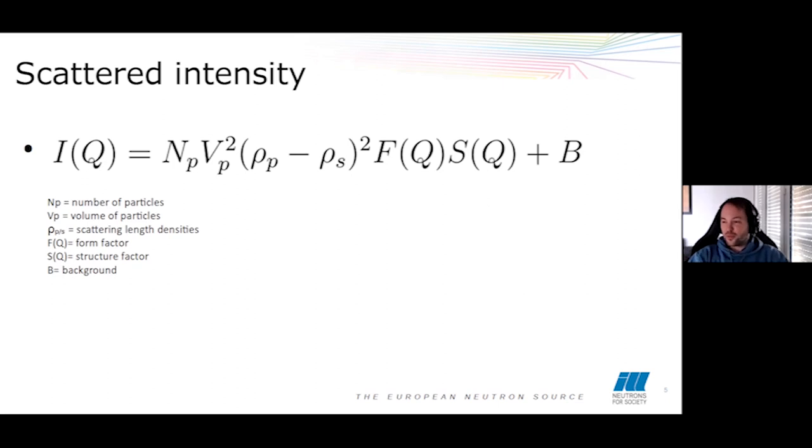The most important thing to start off with is the intensity that we can get from small angle. The intensity is proportional to the number of particles times the volume squared, which is something kind of fixed. And then the important parts are the scattering length, the difference in scattering densities, the form factor, the structure factor, plus some background. In general, the background is mostly incoherent scattering.